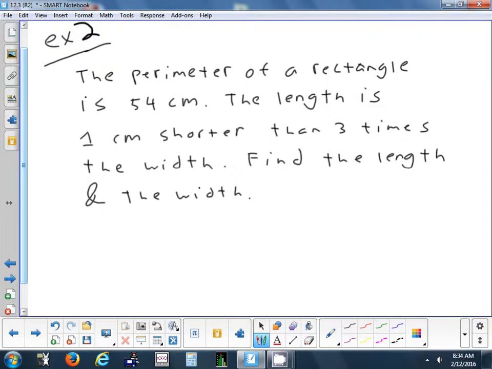Yep, so she said 2L plus 2W equals P. This is always your first equation. The only thing you have to fill in for is P. So if you read that first sentence, do they tell me the perimeter? What do they say the perimeter is? 54 centimeters. The perimeter is 54 centimeters. That's your P. Fill in 54 for P.